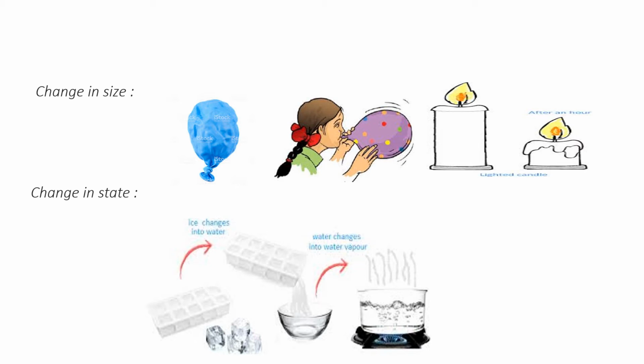Next, change in size. Here also two pictures are shown. One, a balloon when it is not blown, and second when it is blown. Here you can see the size changes. Next one, a candle. When a candle starts to burn, you can see the size here, and after some time you can see the size again. So this is change in size, two different sizes of the candle. Next, change in state. Ice changing into water and water changing into water vapor. This is also a change in state.